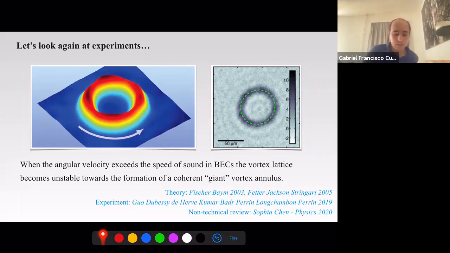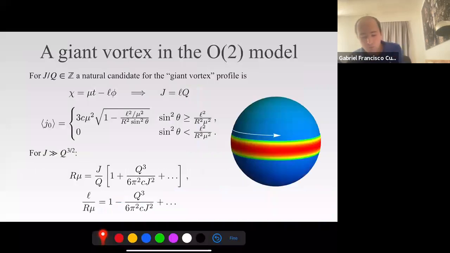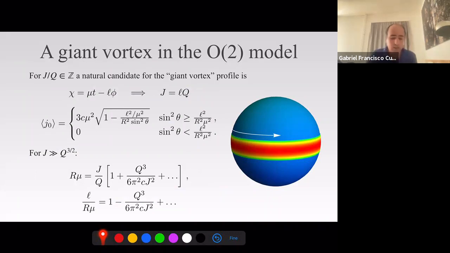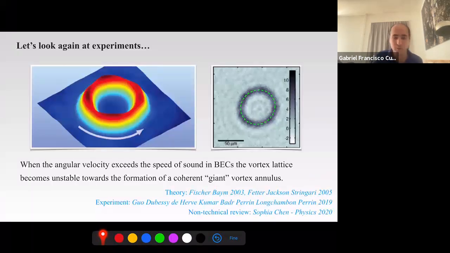So, okay, this is the intuition. And I think very nicely, this is what happens in this simple effective field theory. At least when J over charge is an integer, you have a natural candidate for the giant vortex in the U(1) model, which is a superfluid solution which is localized around the equator. So the charge at some point drops to 0, and here blue is vacuum, and red is where the superfluid is very dense. And again, you can think of this as a vortex with giant core, just that you have now a core on the north and a core on the south pole. So it's really the stereographic projection of this picture here, if you want.